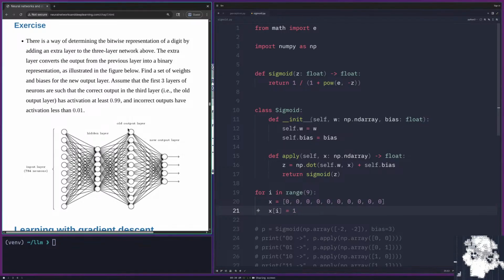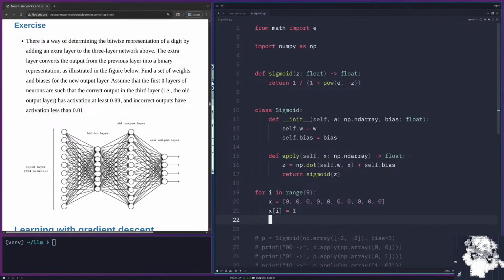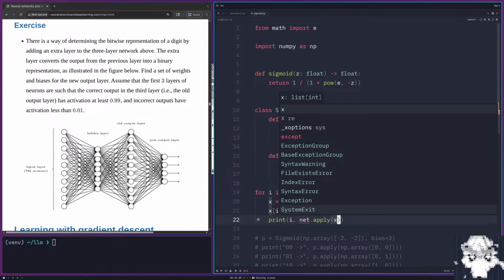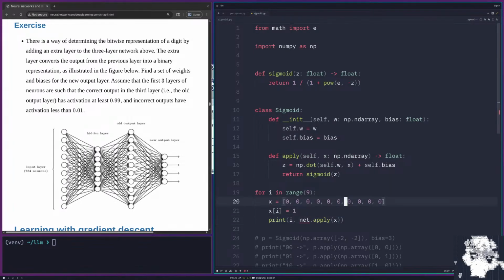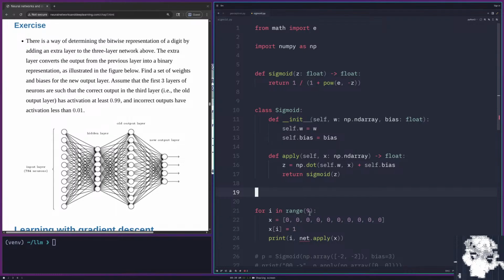So this is the output of the neural net. Then what I want is to print i and my new network, so I'll call that net dot apply X. Okay, now I need to define net.